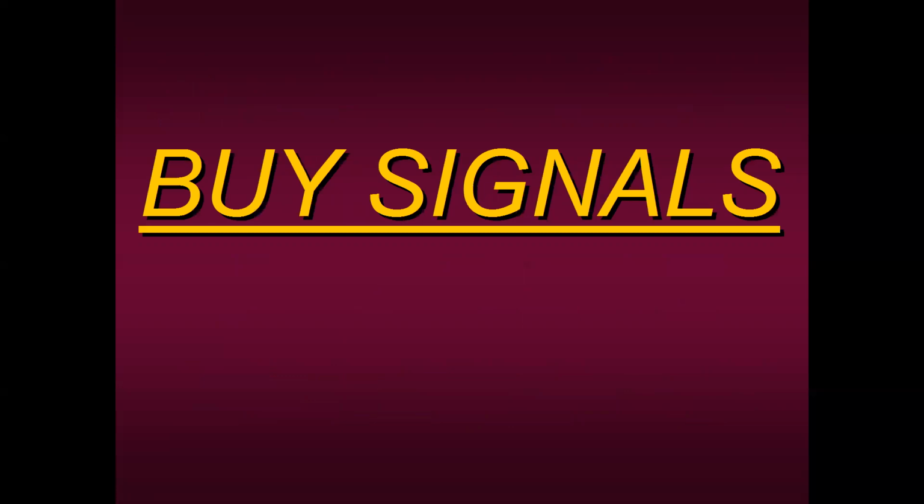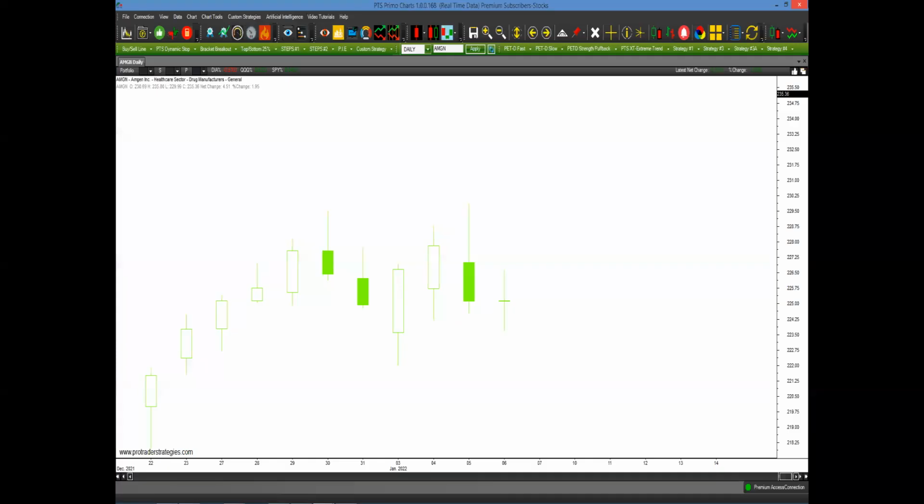Let's start with buy signals. All right, here we have Amgen, all right? Now it's been going up, and then it kind of has 2 little sell-offs right here, as you can see, kind of sideways to down. These are simply pullbacks. Why are they pullbacks? Because the bars are all green. We had a down day here, another down day here, but it's green. And we have another down day here. So we have two sets of pullbacks.